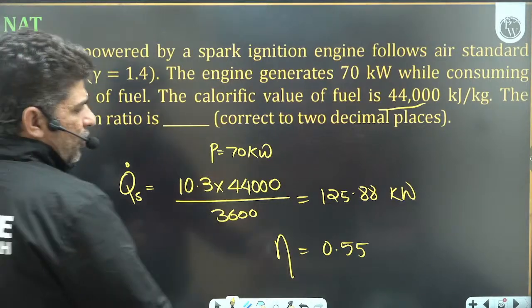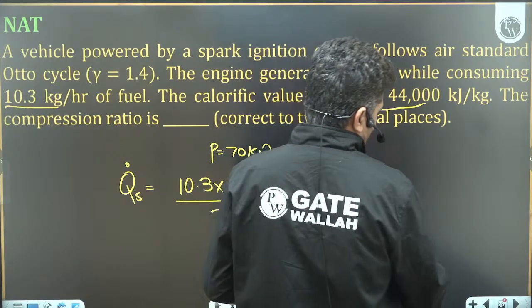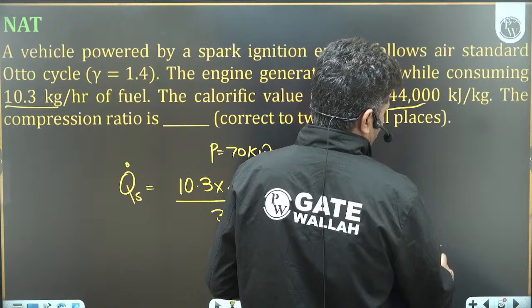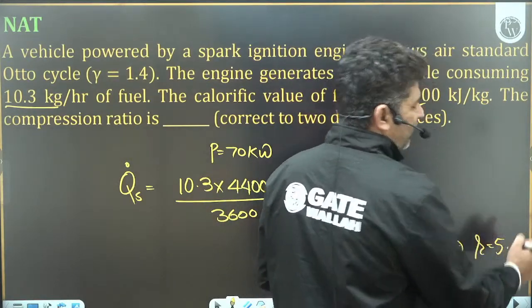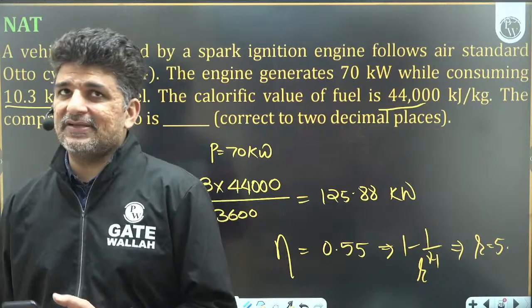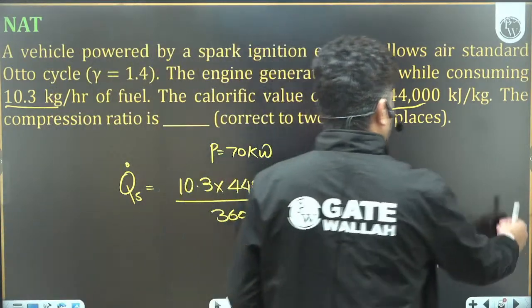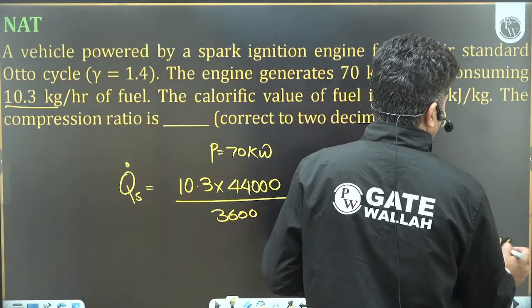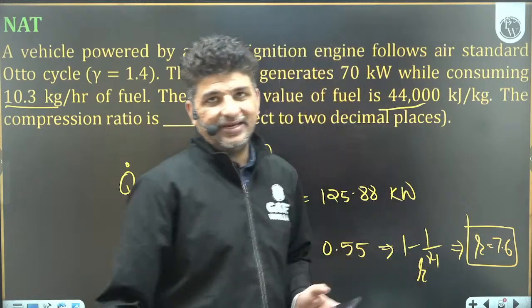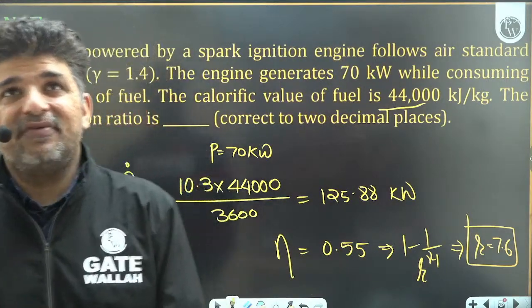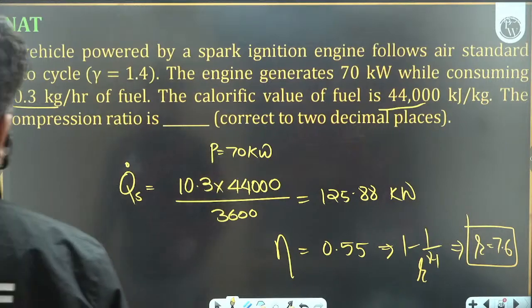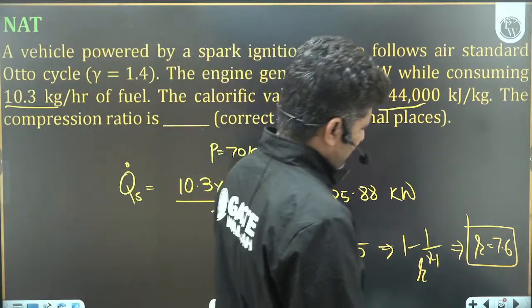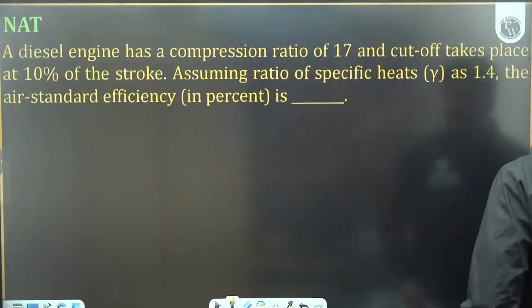So once you have got the efficiency, now you can use the formula 1 minus 1 over r to the power gamma minus 1 to calculate r. So r will come out to be, sorry, 7.61. I hope it is a very easy question. Everybody must have got it. Understood? Chalo, so if you have understood, let's go to the next question.